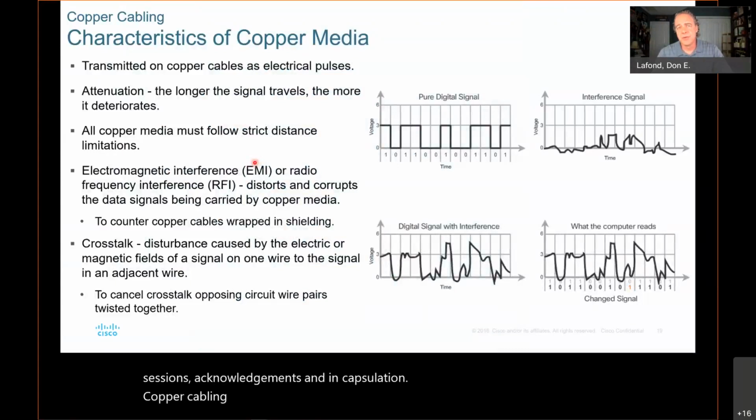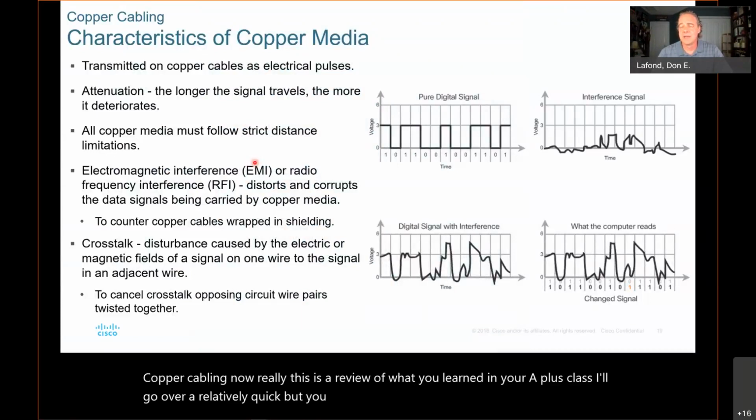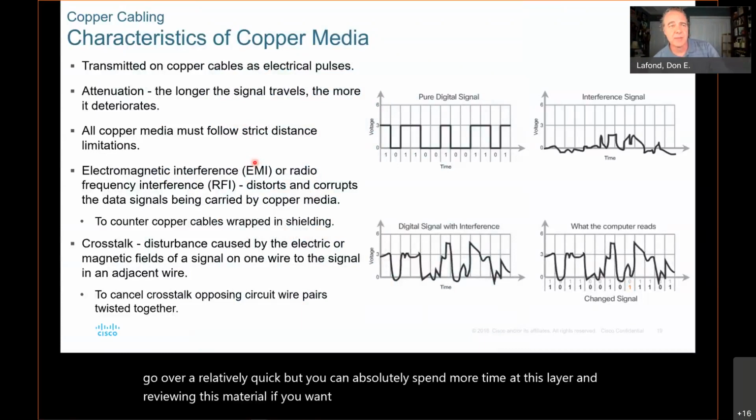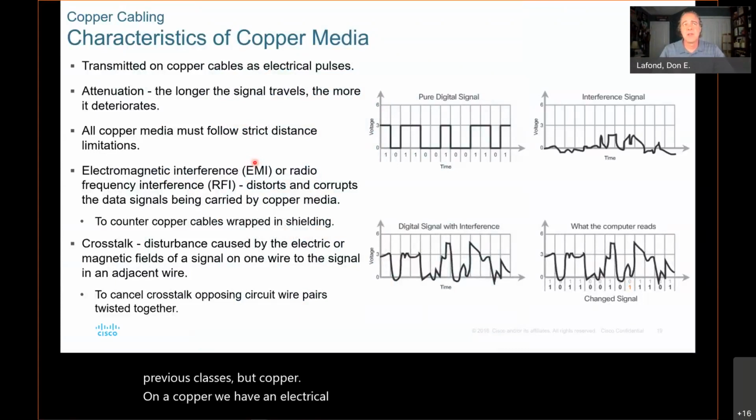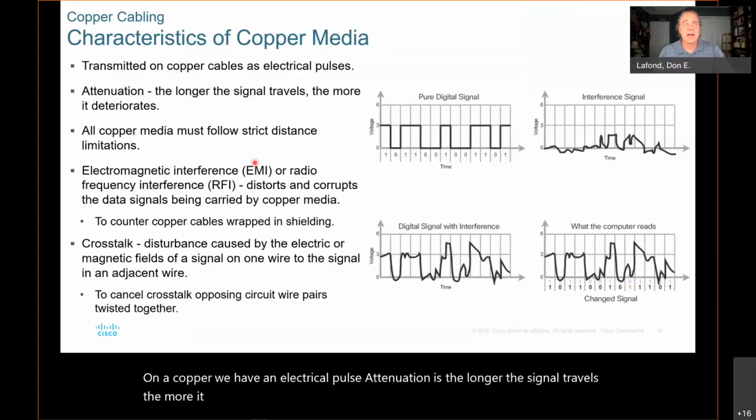Now, really, this is a review of what you learned in your A+ class. I'll go over it relatively quick, but you can absolutely spend more time at this layer and reviewing this material if you want to, and you maybe didn't learn it in your previous classes. But on a copper, we have an electrical pulse. Attenuation is the longer the signal travels, the more it deteriorates. And all copper media must follow strict distance limitations.